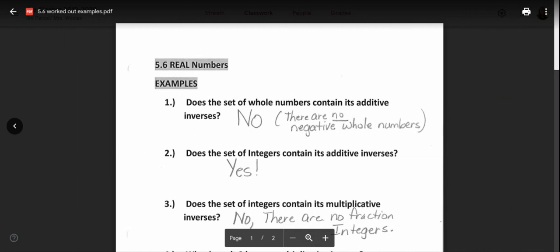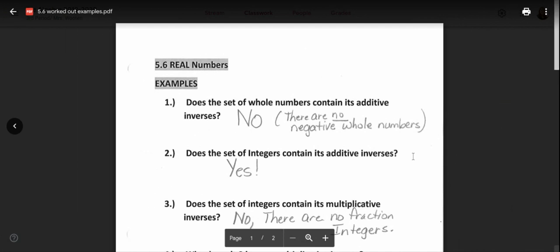This says, does the set of whole numbers contain its additive inverse? Well, when we add a number to its opposite, we always get 0. So we cannot add a positive number to a negative number and call them both whole numbers because the whole numbers only include the positives. So the answer to that would be no.